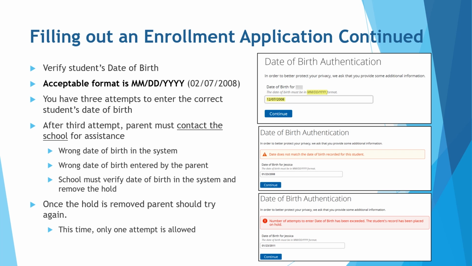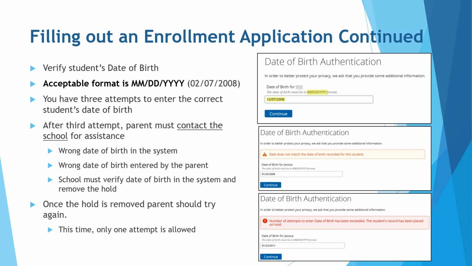Once logged in, you will need to verify the student's date of birth. The acceptable format is 2 digits for the month, 2 digits for the day, and 4 digits for the year. For example, 02 for the month, 07 for the day, 2008 for the year. You have 3 attempts to enter the correct student's date of birth. After the 3rd attempt, the parent must contact the school for assistance, as the student's record will be placed on hold. The school will need to remove the hold from the record after verifying information with the parent.